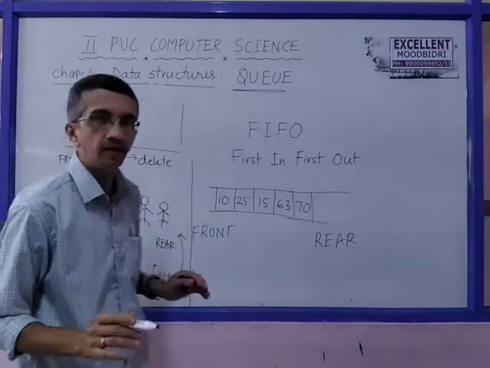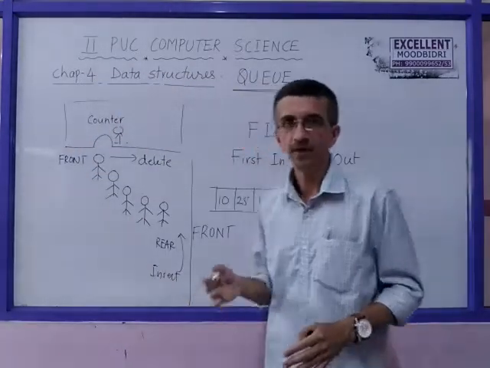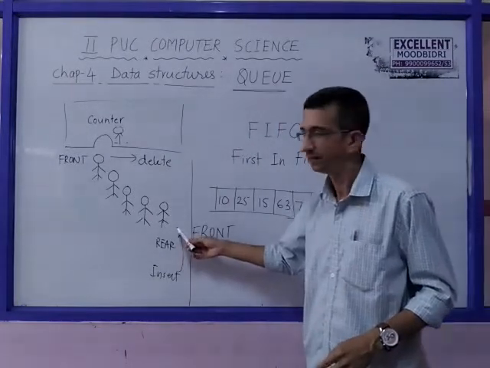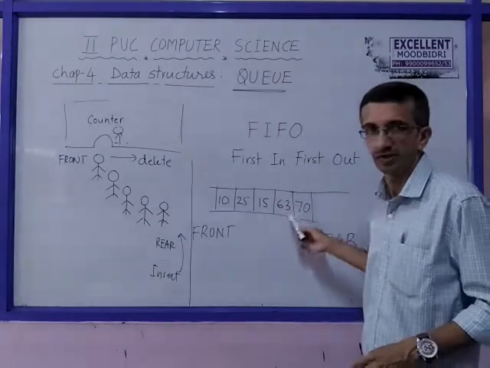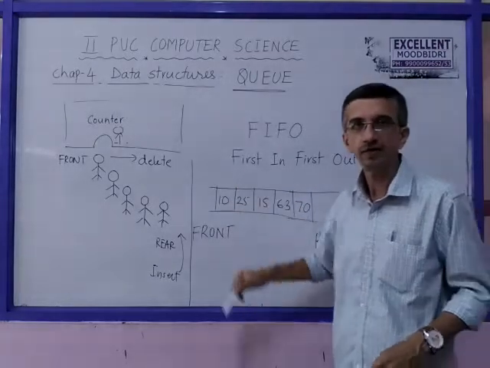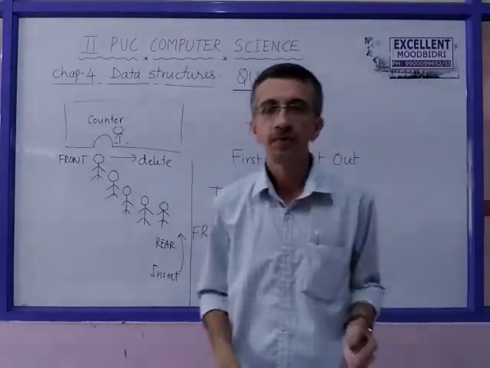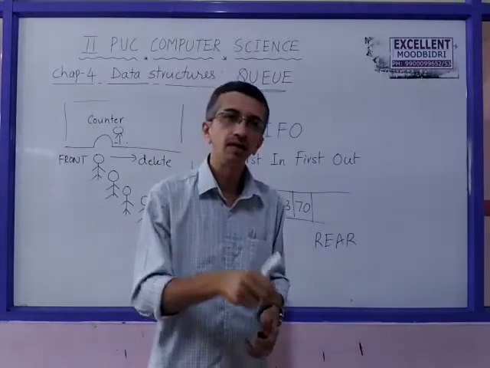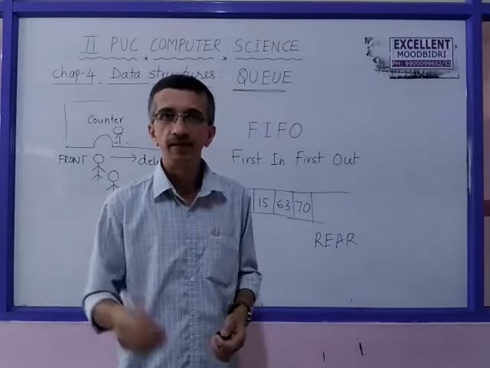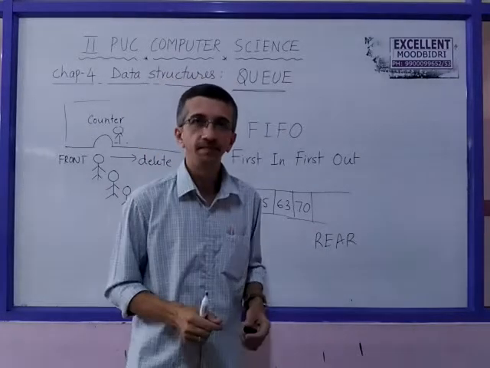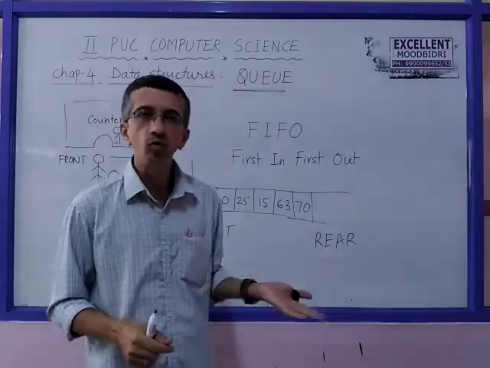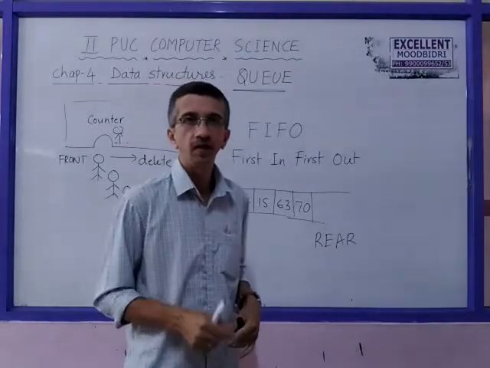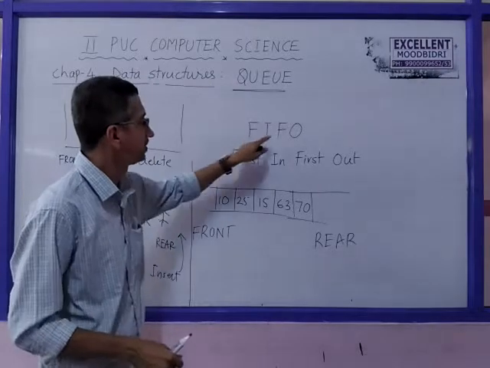So the end where items are inserted into the queue is called the rear end. Here, the rear end. The front end is the end from where we delete the items. So by definition, a queue is a data structure in which an item is inserted into the queue at one end, called the rear end, and the items are removed, deleted from the queue from the other end, which is called the front of the queue. And the principle of operation is first in, first out.